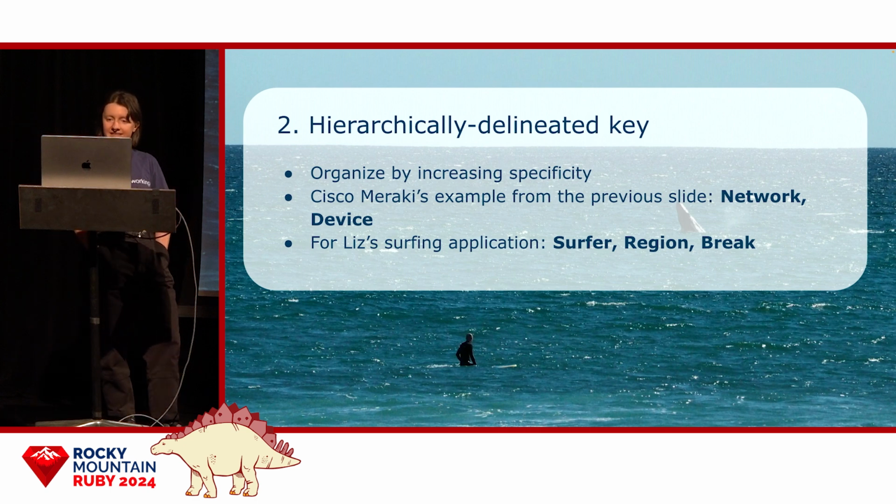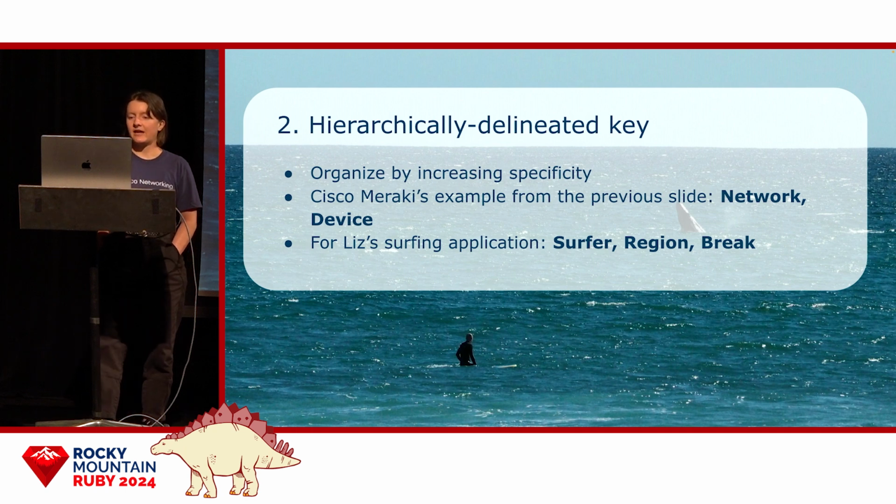As we saw in the previous example, the most important takeaway for a hierarchically delineated key is that its components are organized with an increasing degree of specificity. The example from Cisco Meraki included two components, network and device. Since the network has many devices, this example is purely hierarchical. However, just because the ordering in this key typically corresponds to a real-world hierarchy, it doesn't necessarily have to.